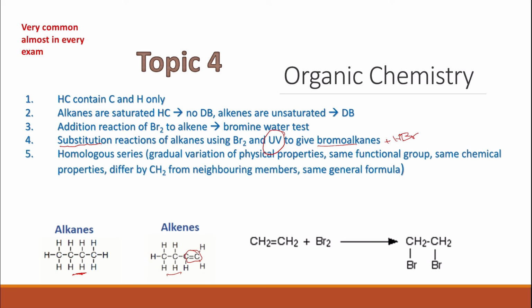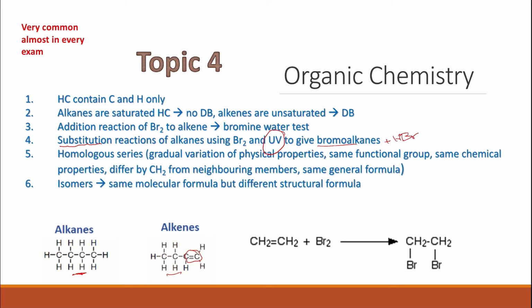Homologous series, they love to ask about homologous series. Remember that a homologous series is a series of compounds that all have the same general formula and the same functional group, so they have the same chemical reactivity, they react the same, but they have gradual variation in their physical properties, like alkanes and alkenes. So these are two different homologous series.